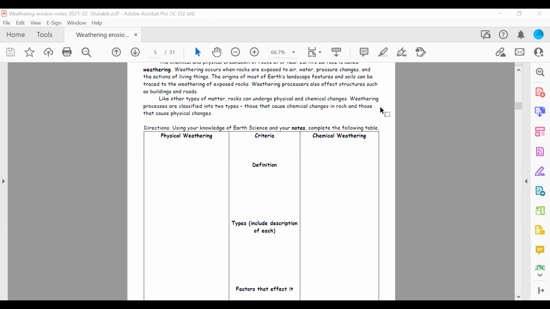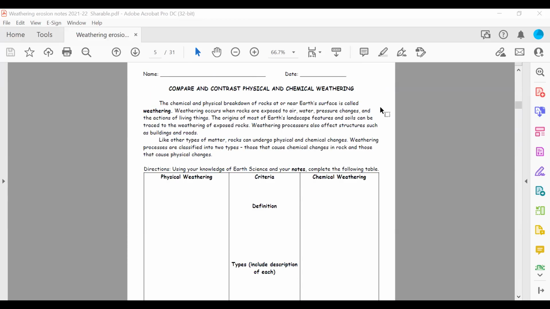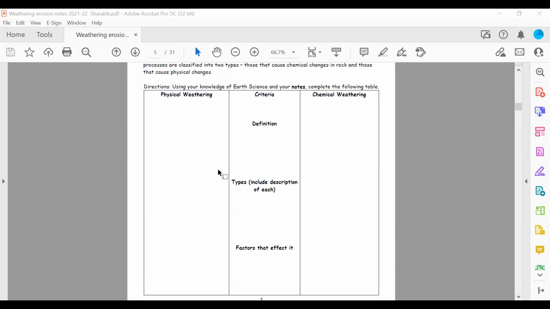Okay, so like I said, we are on page 5, and this is what you're going to spend most of the rest of the period working on. I would like you to do this compare and contrast for physical and chemical weathering. What I'm looking for you to do, and you're going to use your notes to do this, is write down, basically summarizing chemical and physical weathering.